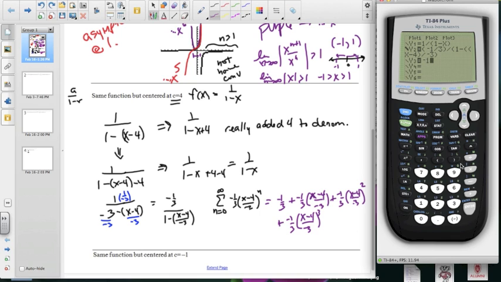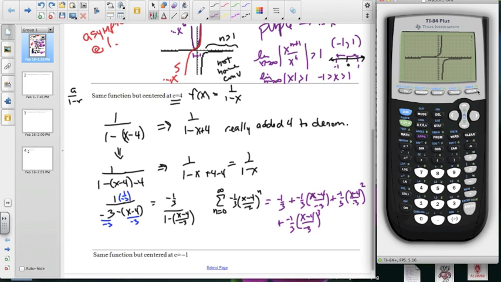Okay, so we have negative 1/3 plus negative 1/3 times the quantity x minus 4 divided by negative 3, plus negative 1/3 times the quantity x minus 4 squared, divided by 9. I'm going to go ahead and square the negative 3 and call it 9, just to make it a little simpler. Plus negative 1/3 times the quantity x minus 4 cubed, divided by, and I'm going to go ahead and cube negative 3, so that's negative 27.